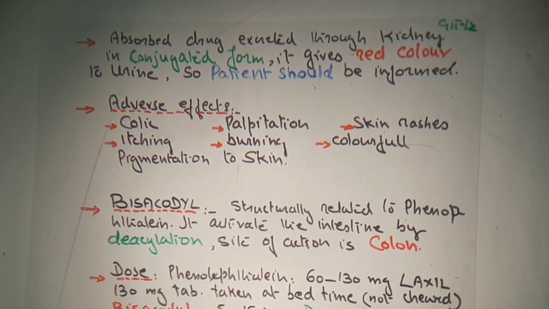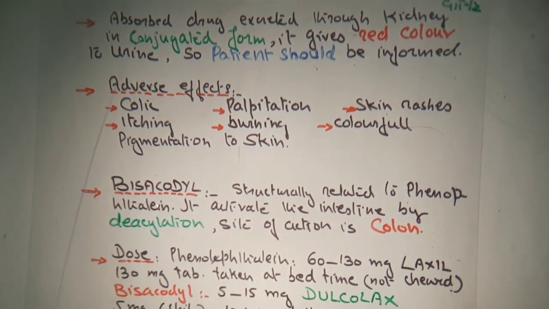Now the adverse effects: colic, that is abdominal pain, palpitation, increased heart rate, skin rashes, itching, burning, and colorful pigmentation of the skin due to phenolphthalein. The pigmentation occurs because it enters into the sweat glands, so when sweating takes place, it causes colorful pigmentation of the skin, and that is the role of phenolphthalein.